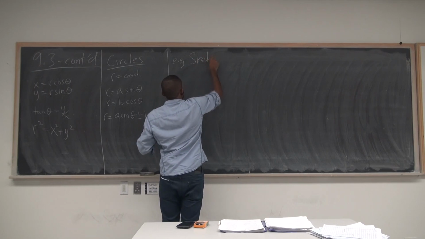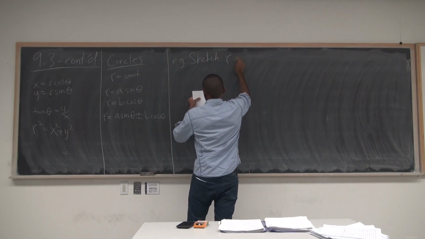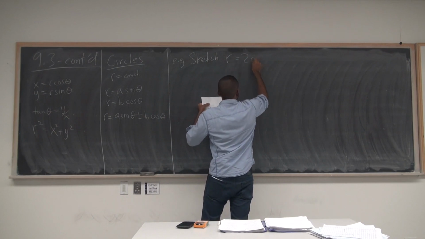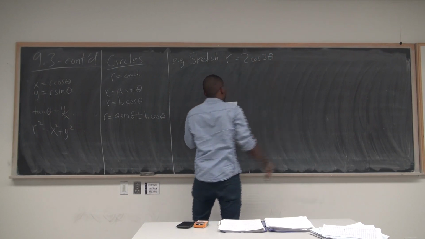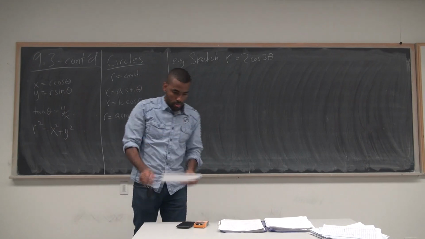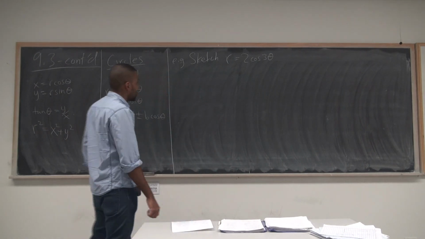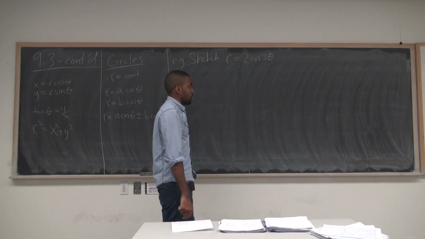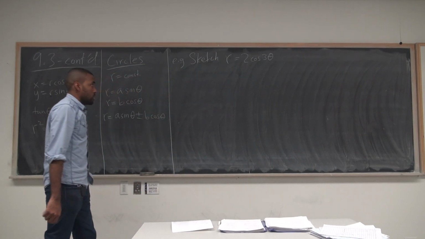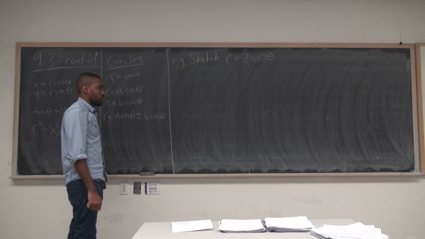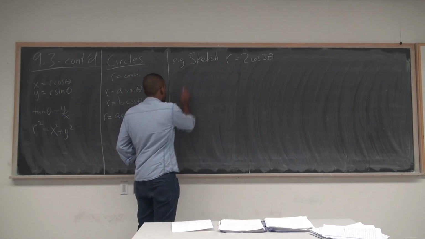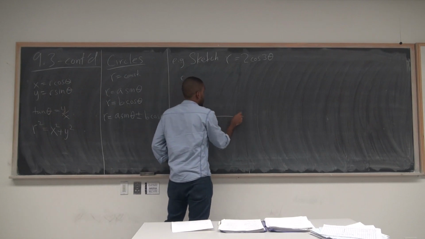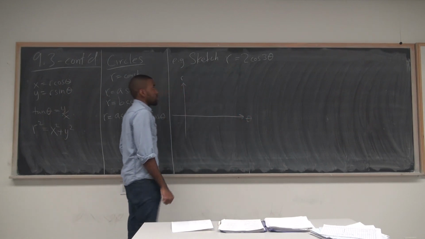Sketch R equals 2 cosine 3 theta. So how do we do this? You graph it first. We graph it as a trig function first, right? Actually graph R versus theta. What would that graph look like?